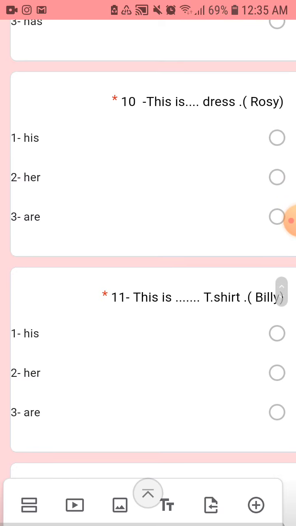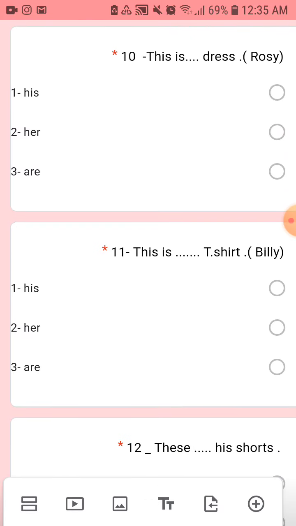Question 10. This is blank dress. It belongs to Rosie. This sentence is about Rosie. Number 1 his, number 2 her, number 3 are.